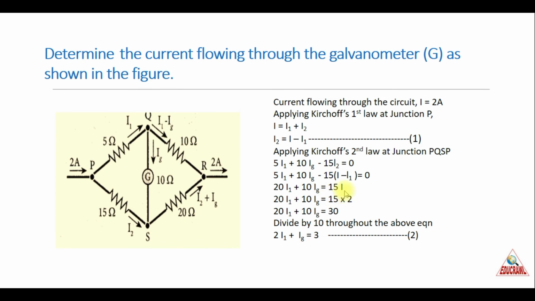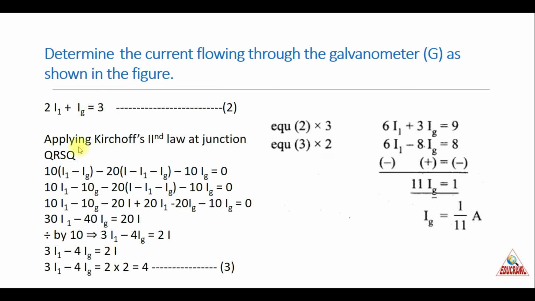Here we are substituting the value of I, which is given as 2 ampere. So 15 into 2 is 30. So 20I1 plus 10Ig is equal to 30. You can simplify this equation by dividing throughout by 10. So we get 2I1 plus Ig is equal to 3. Have this equation as equation 2. Next, for the loop QRSQ, we are applying Kirchhoff's second law.